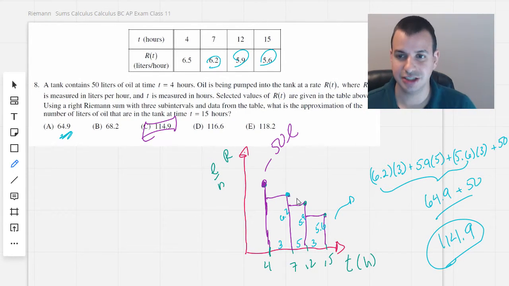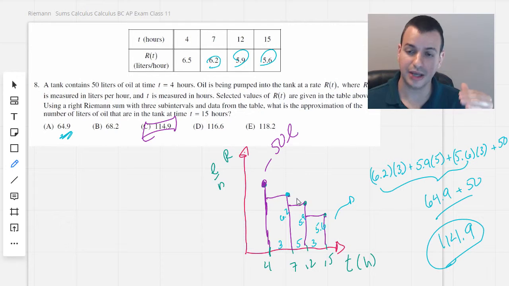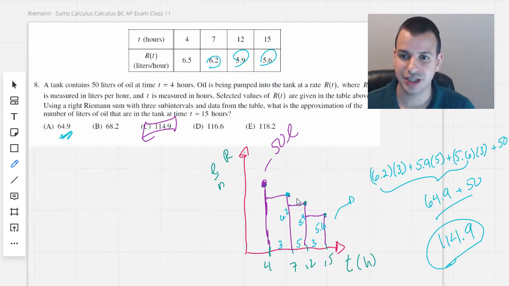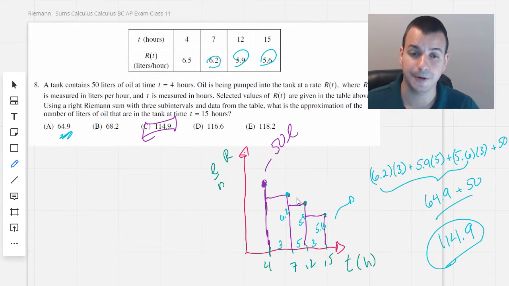And that's the idea, is this is an approximation, so neither of them are correct. You could be like, well, then we'll just take the average of the two. Yeah, there's lots of ways to do it. Or you can just get smaller rectangles.